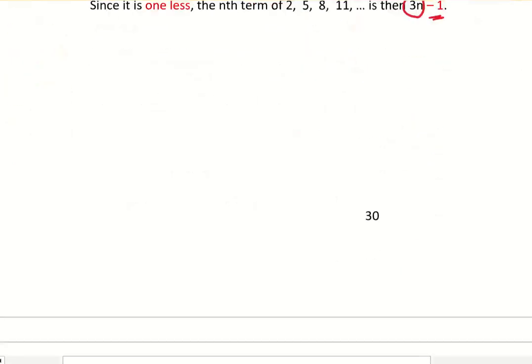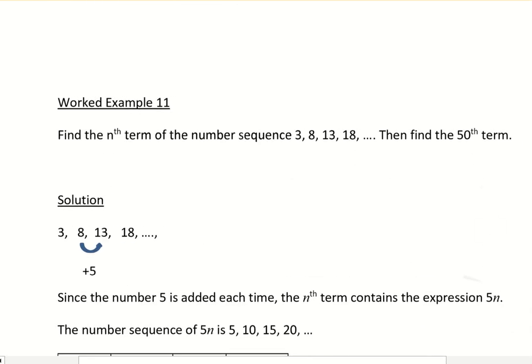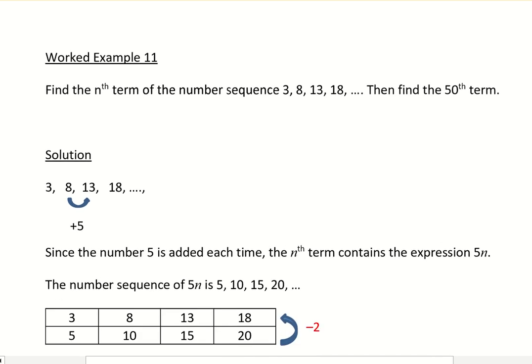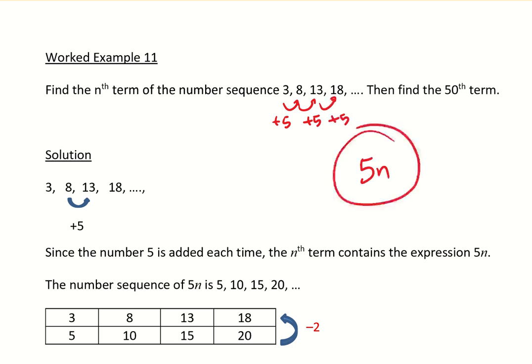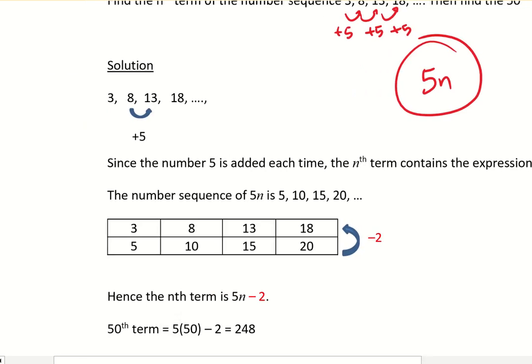Okay, we're going to try an example. So here we have worked example number 11. Find the nth term of the number sequence 3, 8, 13, 18. So we know that over here we just plus 5. Plus 5, plus 5. So very quickly write down 5n. This is definitely part of your formula. So this is 2 rows, your original. And then this is your 5 times table. 5, 10, 15, 20.